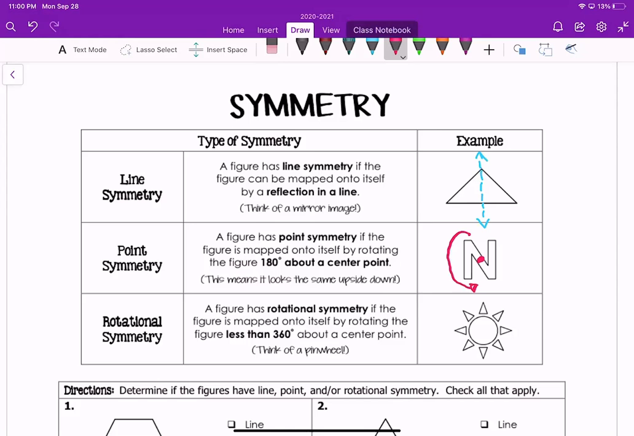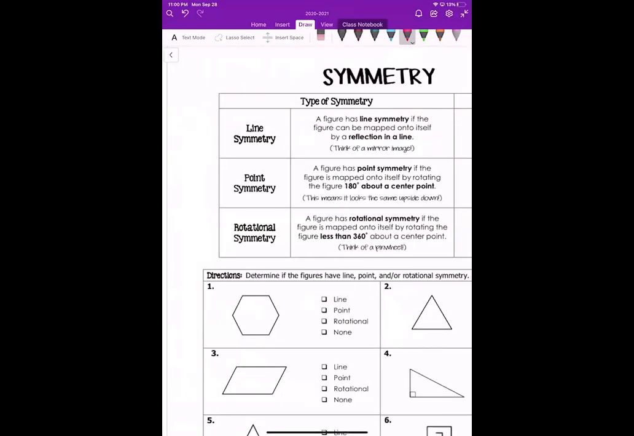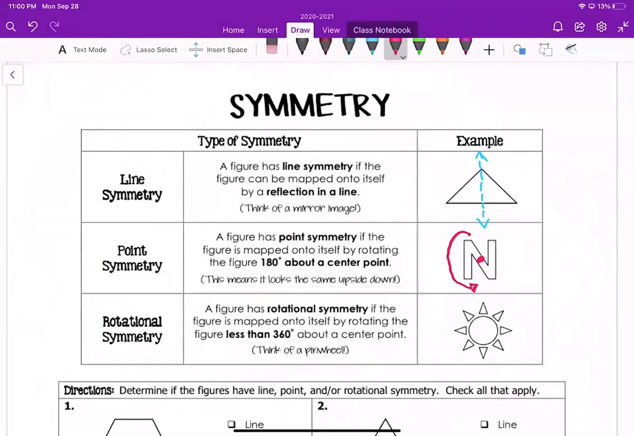So now let me see if this does it. So I flipped it. Hopefully it recorded it. The flip, it should look like an N still, right? So it is a flip, the N, maybe a Z also works. So that is point symmetry about a center point.